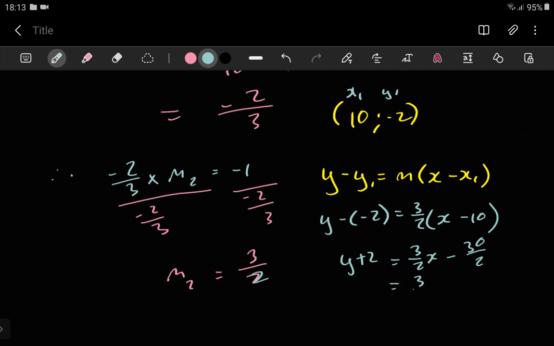So it's like 3 over 2x, negative 30 over 2 minus 2. What is that gonna give us? Times 3 over 2 times negative 10, I get negative 15. Oh yeah, because it's simplified, sorry. So it makes it easier now because it's negative 15 minus 2, which is negative 17.